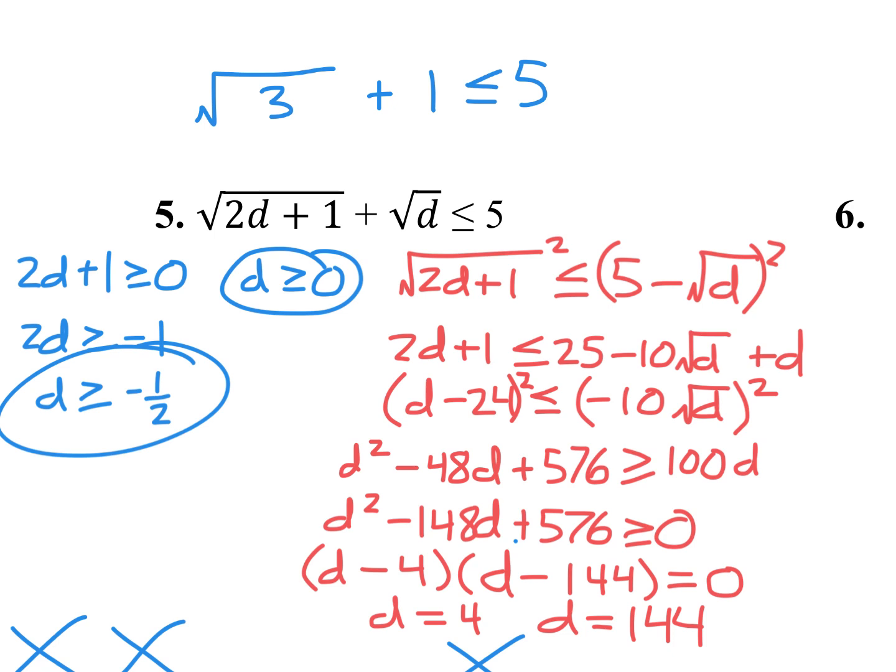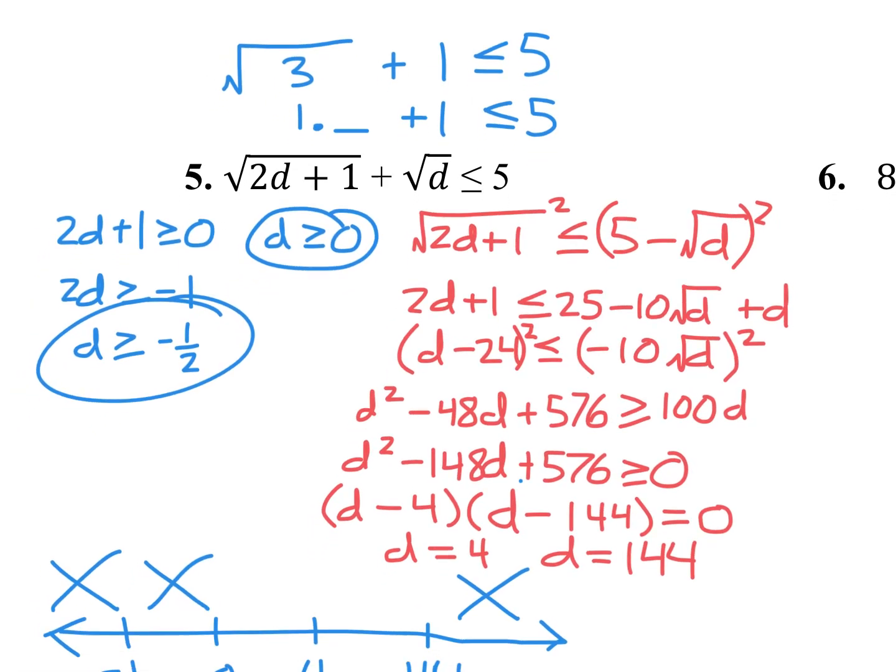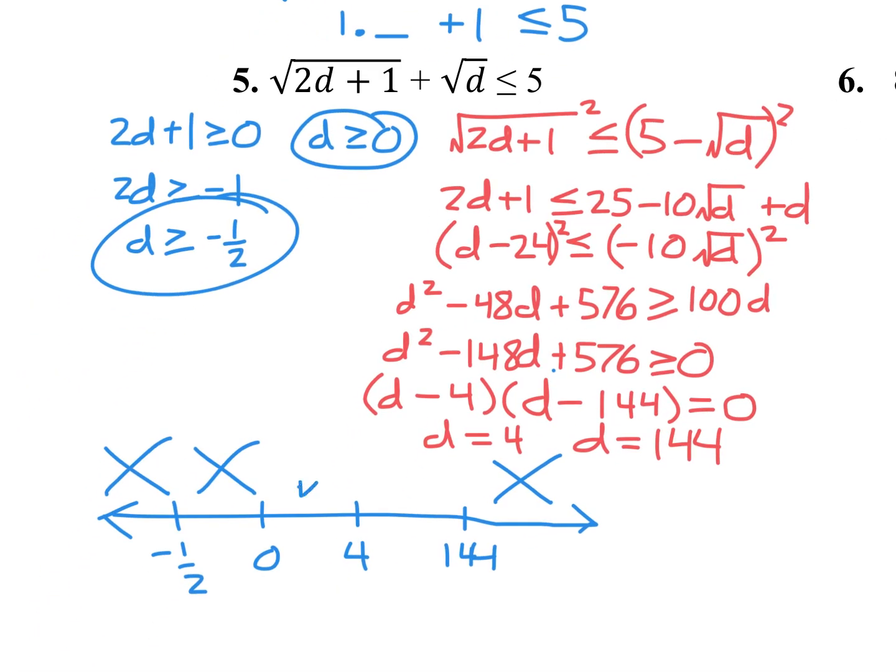All right, so you should know that radical 3 is 1 point something. You don't really need to know how to calculate that exactly. Radical 3 is smaller than radical 4, but it's bigger than 1. So 1 point something plus 1, is that less than 5? Well, 1 point something plus 1 is 2 point something, and that's going to be less than 5. So this inequality works when we plug in something between 0 and 4.